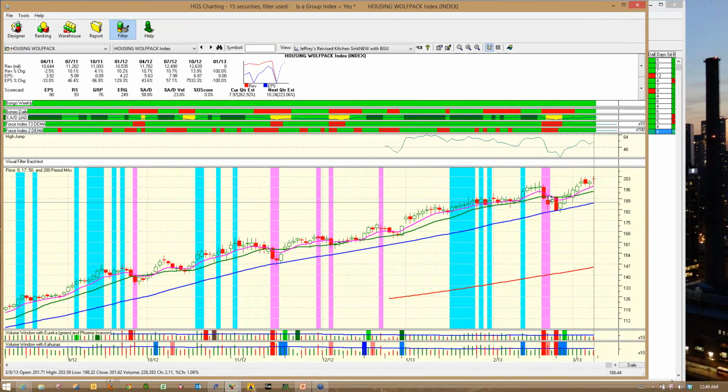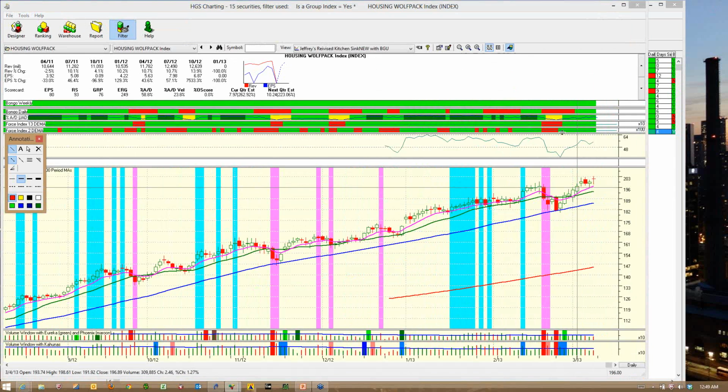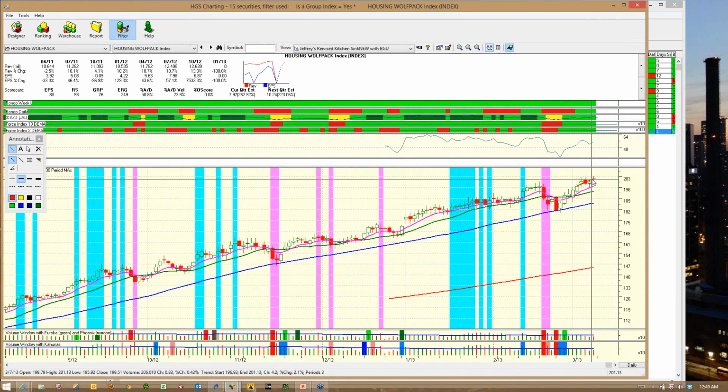And you could see that characteristically there was a lot of pullbacks, 1, 2, 3, 4, 5. So from the close on Friday to the close on Friday, this group was up 2.5%. That's only 5 periods. How about that? 3.6% over 5 periods.